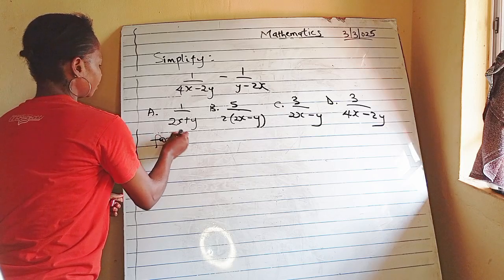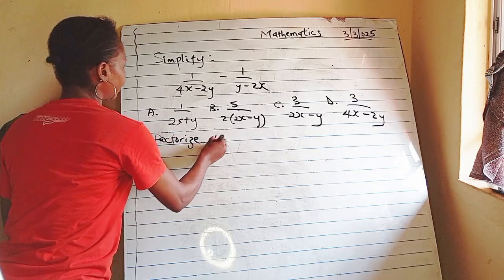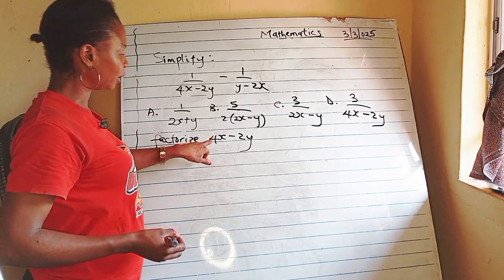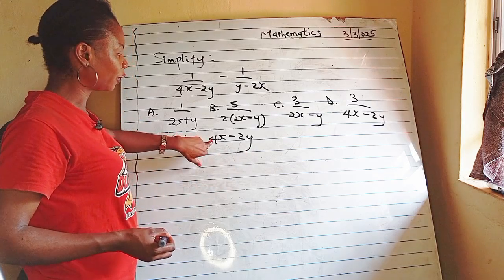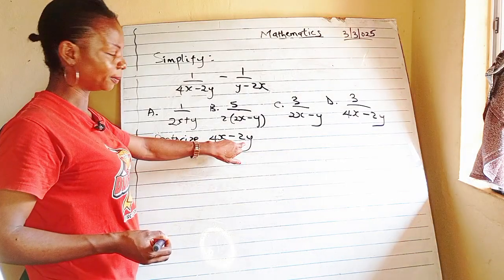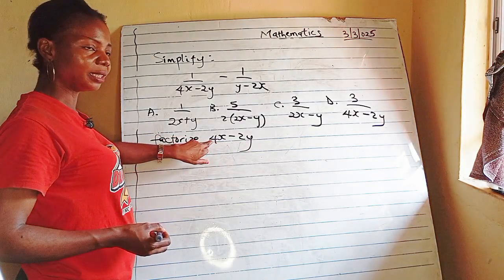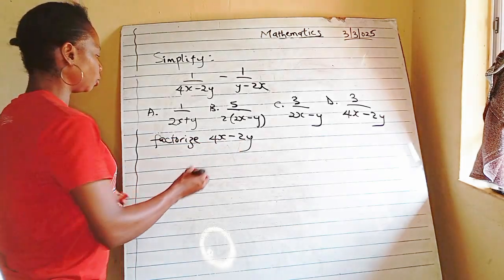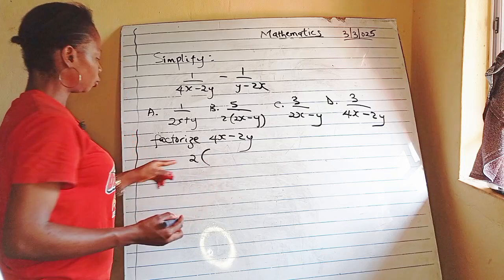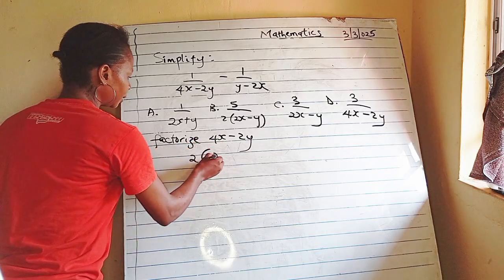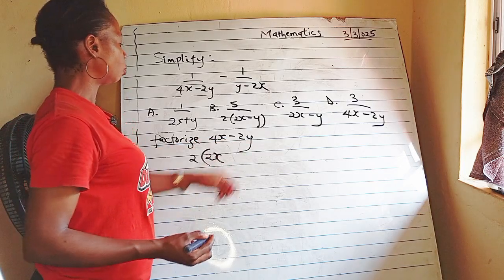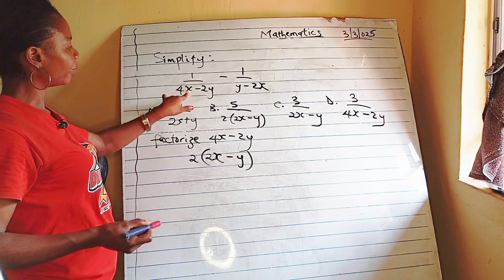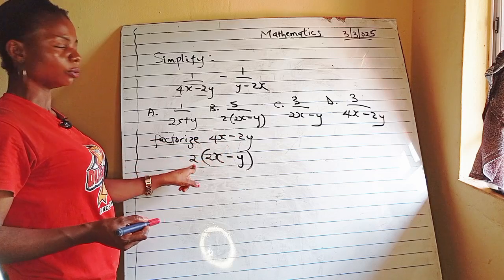Factorize 4x minus 2y. In factorization, look at the common factor in each of the terms. The first term here is 4x and the second term is minus 2y. You find out that 2 is a common factor in 4x and also in minus 2y. So we pick out 2, put bracket: 2 divide 4x, we have 2x, and 2 divide minus 2y, we have minus y. This denominator, 4x minus 2y, is factorized to this.